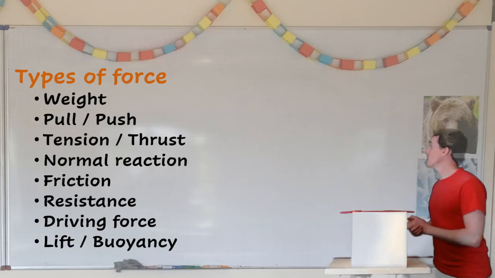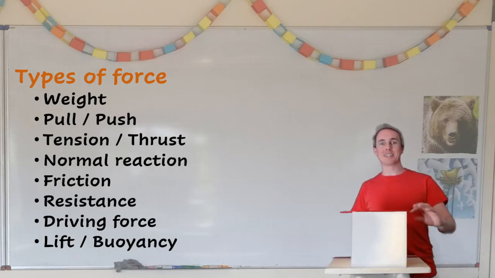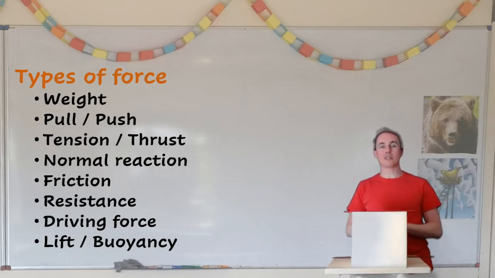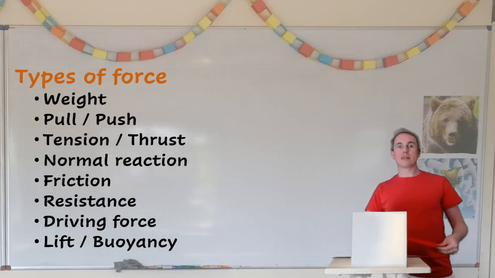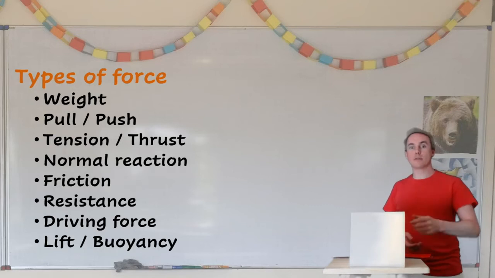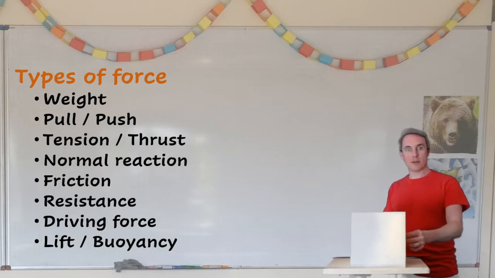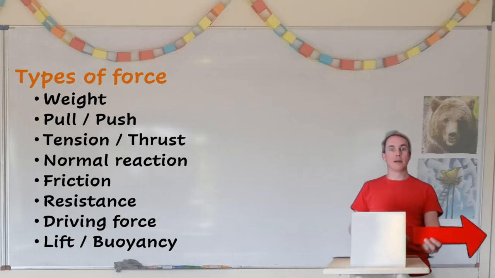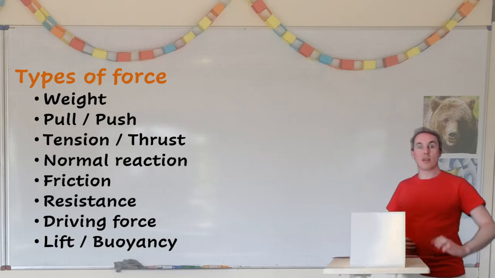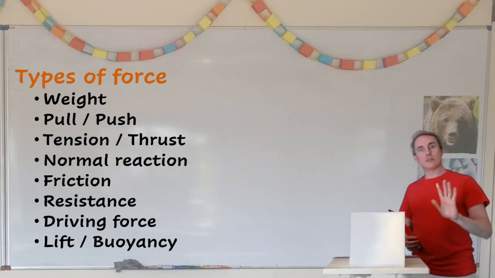From the top, weight, the only force that exists without direct physical contact, and the weight force will always be vertically down towards earth. Then I've got this sort of generic pull or push. I could be pushing on the side of this block, or I could be pulling this side of the block, my hand doing some work there. If I'm pulling on this block, then there'll be a pulling force to the right caused by my hand. Equally, if I'm pushing, there'll be a pushing force acting to the left due to my hand.